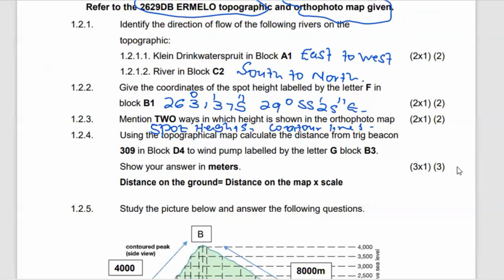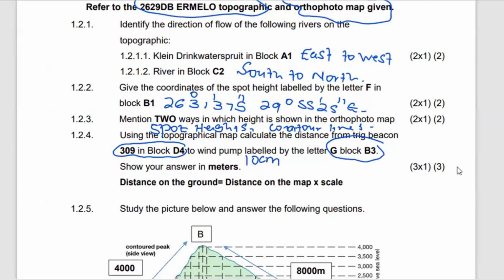to the windpump labeled by the letter G in block B3. Show your answer in meters. All right, you calculate the distance on the ground equals the distance on the map times the scale. So first and foremost, you need to get the distance between this block and this block in centimeters. You measure the distance with a ruler between 309 and G. All right, so the distance that we get is 10 centimeters.